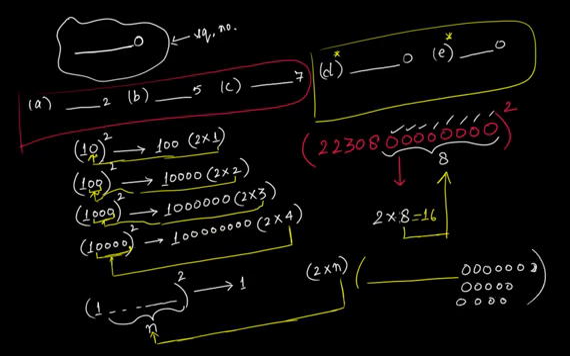Okay. So remember this one, that if you have to tell the number of zeros, then that will be 2 times n. What's n? n is the number of zeros that is present in the number given.